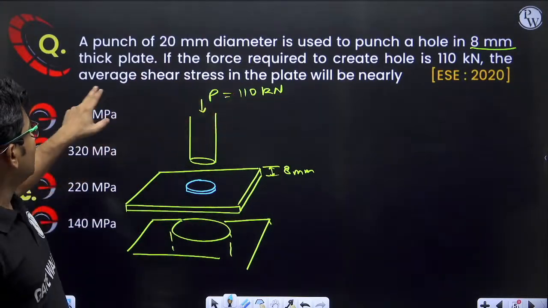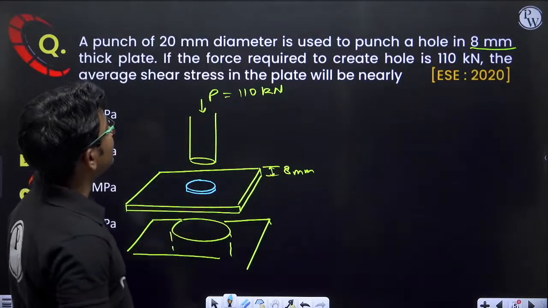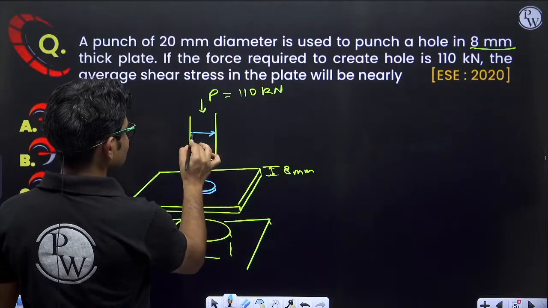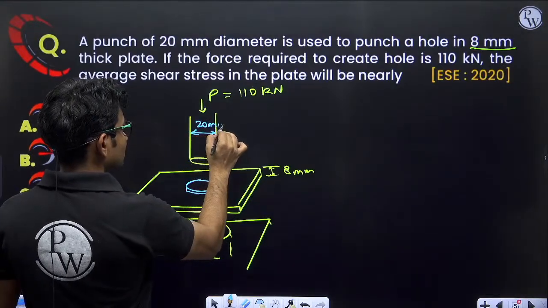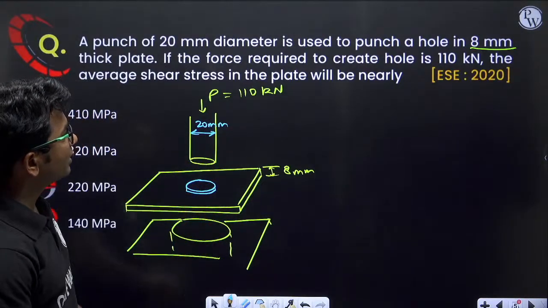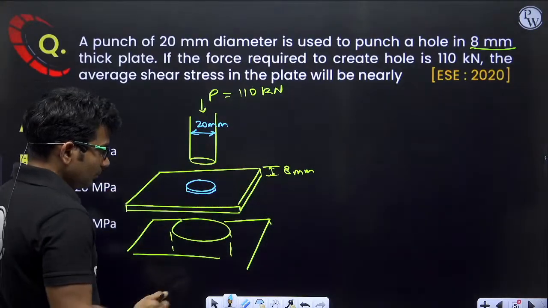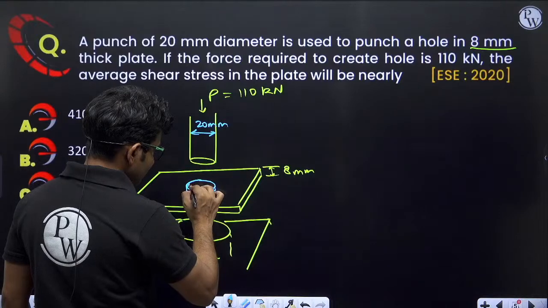The average shear stress in the plate will be nearly, so 20 mm diameter, this is the diameter of the punch, and this is the thickness of the plate. So what is the shearing area?